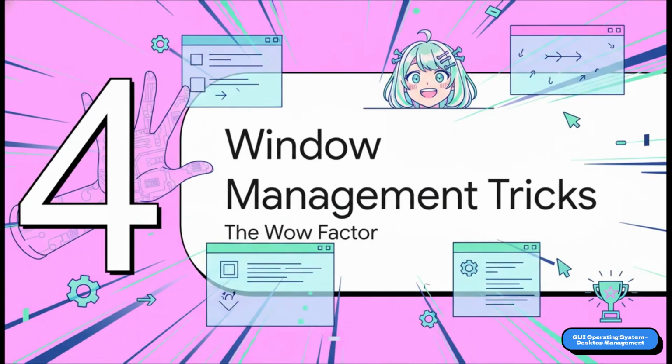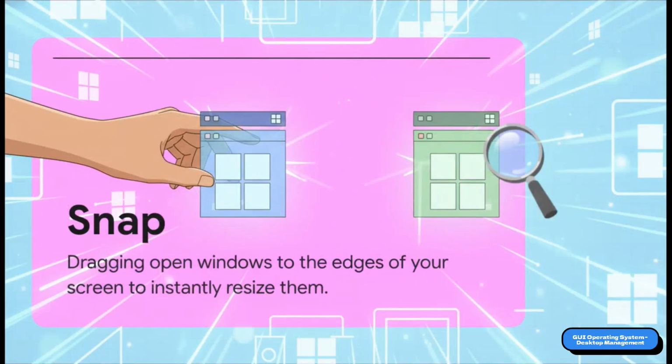All right, let's get into the really fun stuff. Section 4. Window management tricks. Prepare for the wow factor. First up is an absolutely crucial feature called Snap. If you're ever trying to read two documents side by side, please don't waste time manually dragging the corners of the windows around. Just click the title bar of a window and pull it firmly to the right edge of your screen. It will instantly snap to fill exactly half the screen. Drag another one to the left and it snaps to fill the other half. It is hands down the best way to organize your screen for multitasking.